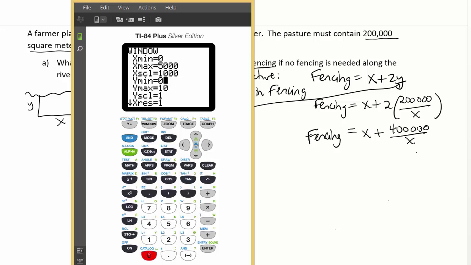And I'll let my y-min be 0, and let's let our y-max be pretty big. Maybe I'll start with 10,000. And I'll let my y-scale be 1,000 as well. So cross our fingers and hope we see a good graph. We're looking for a min. And as long as you can get a window that shows that min, you're good. And I see there's a min right about here. So I'm going to find it by doing second trace, number 3 for min. And I'm going to go a little to the left.